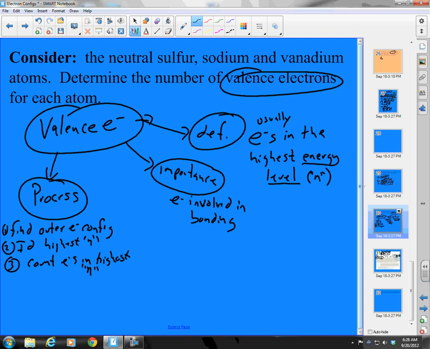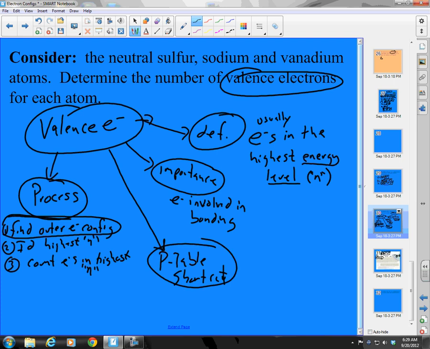Okay, and this first step, you really don't have to do that. You could do it looking at any electron configuration, but it's helpful. And then I'm going to also teach you a periodic table shortcut in a second. Okay, so that's kind of our concept map for valence electrons. Good. So we want to find the valence electrons for sulfur.